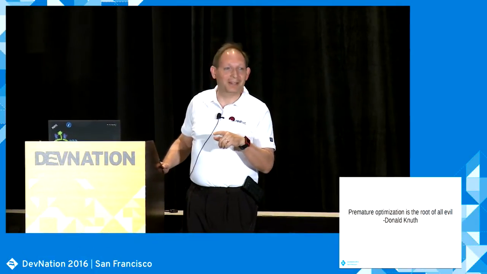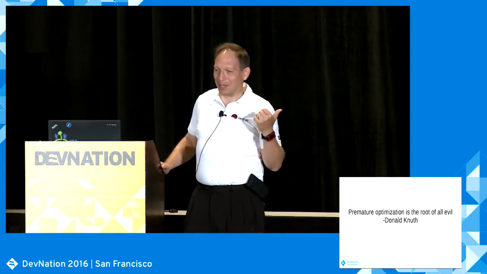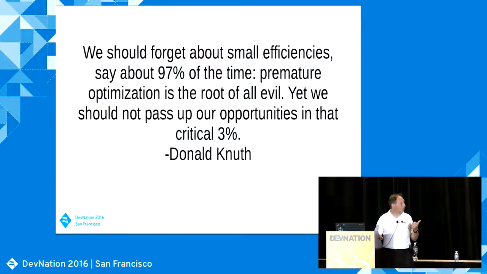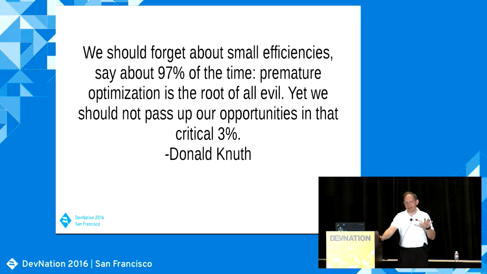So how many people have seen this quote? Premature optimization is the root of all evil. OK. Anyone who hasn't seen it? OK. So people interpret this sometimes as, OK, don't optimize. No. The actual more complete quote is this one here. We should forget about the small inefficiencies, say about 97% of the time, premature optimization is the root of all evil. Yet we should not pass up our opportunities in that critical 3%. So he wasn't saying never optimize, OK? But there's a lot of times when people do dumb things in the effort to optimize, OK?